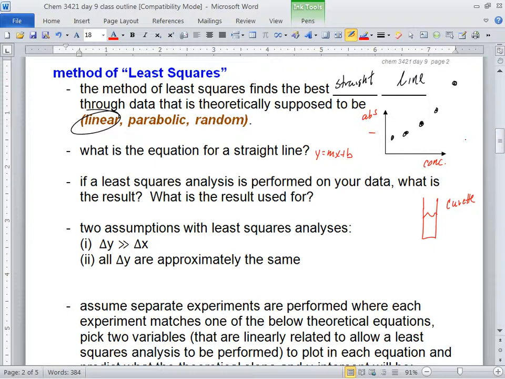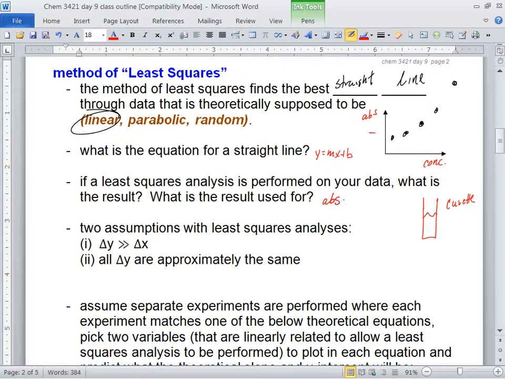What's the result used for? What do you get when you do that least squares analysis? Find the data tool in Excel or whatever, highlight all your data, and you get this regression analysis. What does it kick out that's so useful? A trend line. Okay. Now, when he says trend line, what does that mean?